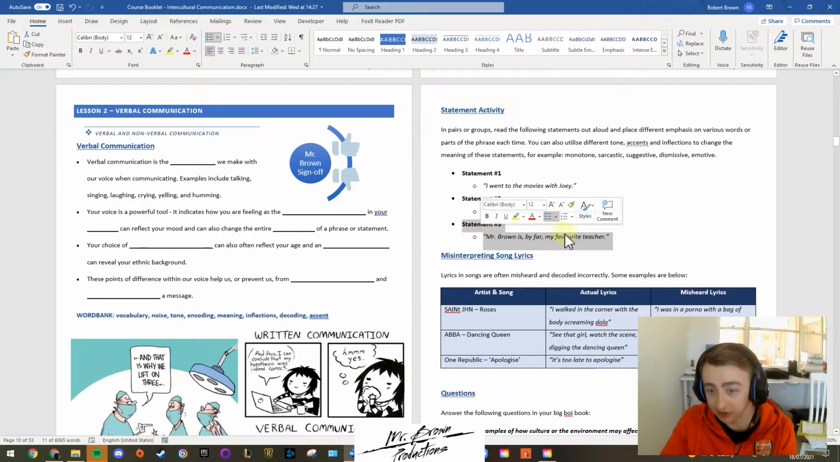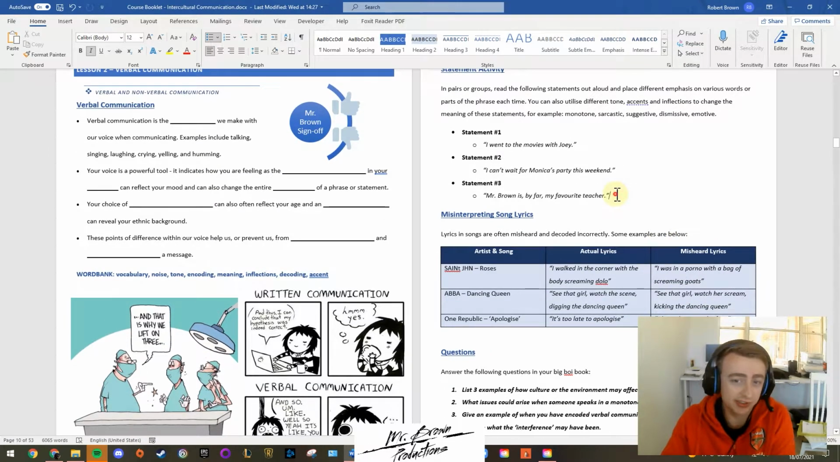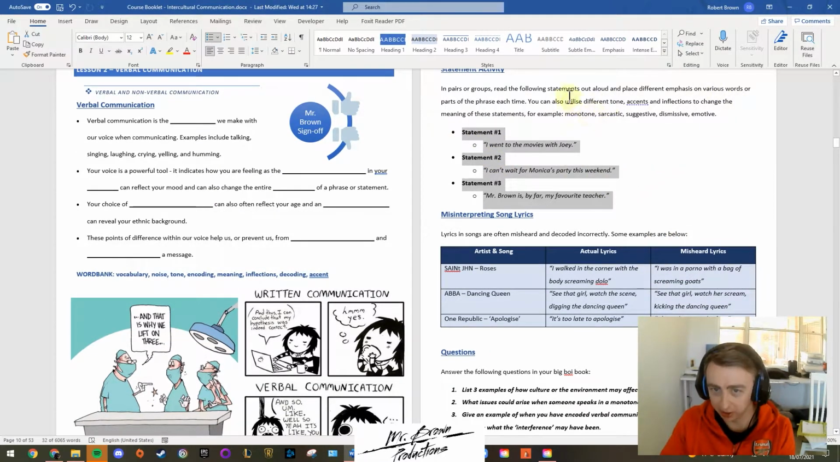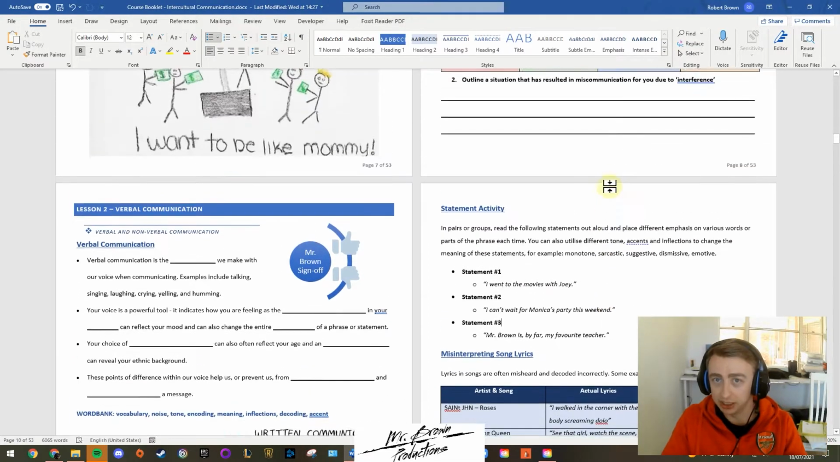Statement 3, for example, "Mr. Brown is by far my favourite teacher." That's the only way you should really be saying that. There's no need for sarcasm or dismissive language there. We only want emotive and positive inflections there. Okay, so say each of those 3 statements, playing around with those tones and inflections, and that is a clear example of how verbal communication can change the meaning of an entire process.